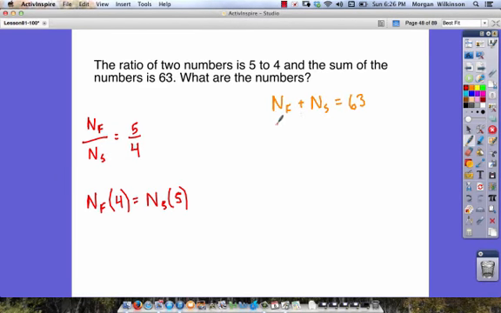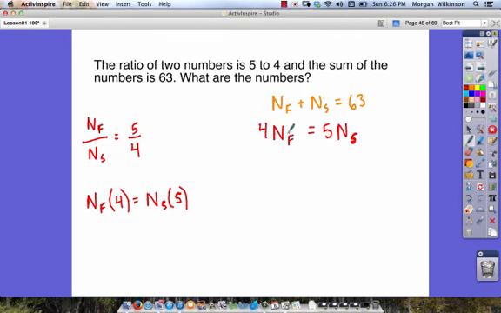So we could write it up here. And let's write the numbers out in front of the variables. So we're going to get 4 times n sub f is equal to 5 times n sub s. I'm having some trouble distinguishing the 5 from the s, but I know it's that. And as you write these, make sure that you know that it's that as well. This is the second number, and this is the first number.